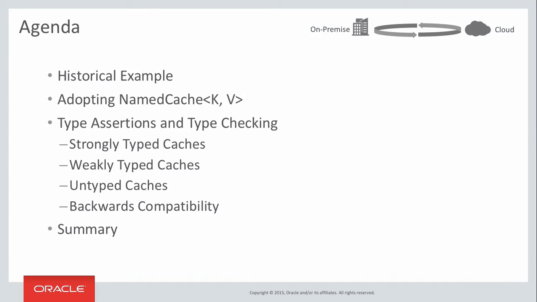The agenda for this session is as follows. First, we'll take a look at how application developers like us would typically use interfaces, for example, NamedCache, prior to using Coherence 12.2.1. After that, we'll take a look at how application developers can use the new interfaces of NamedCache with parameterized types, for example, keys and values. Lastly, we'll look at the options available for improving type safety and how backwards compatibility of these interfaces is ensured. So let's get started.